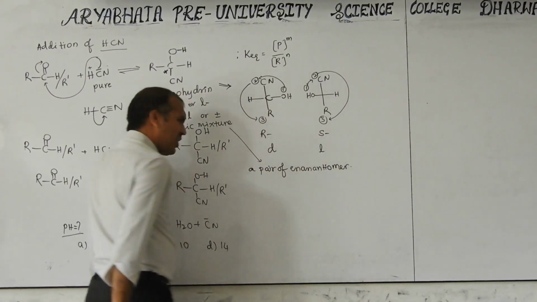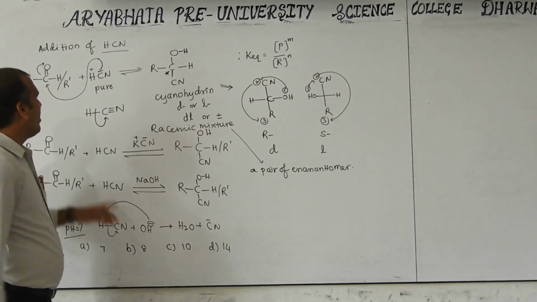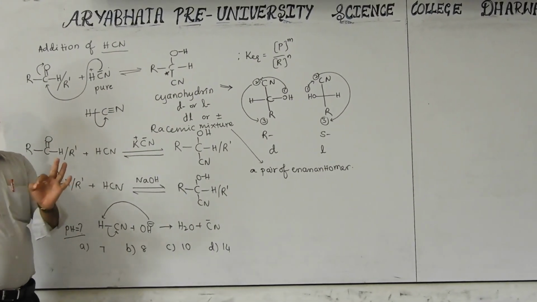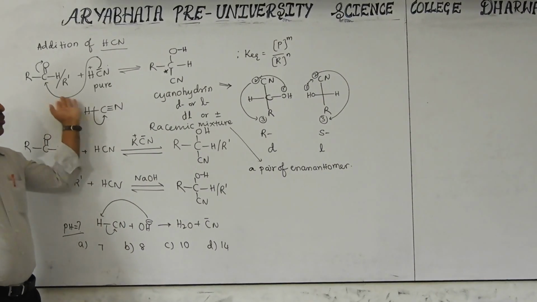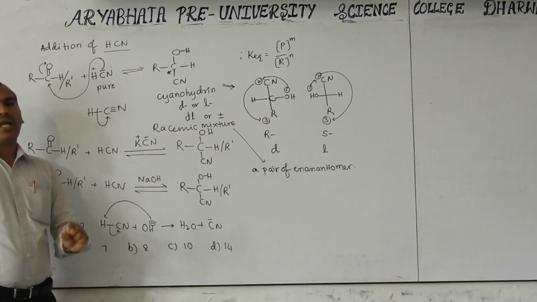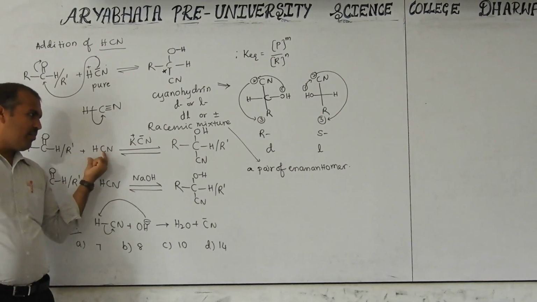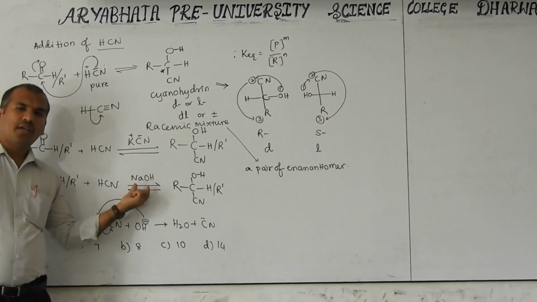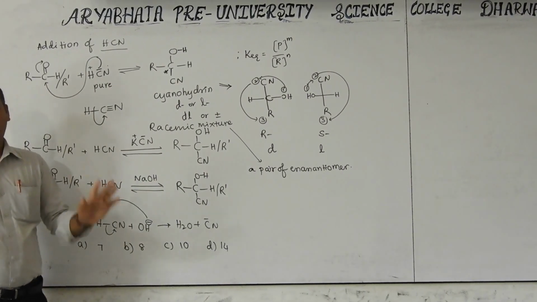Very important for competitive exam. In each exam, what is important? Just this line, the first line. One more statement that you have read: in this pure form the rate of reaction is less. To speed up the rate of reaction, we add KCN, HCN plus KCN, or along with HCN we can add any OH also. This is a PUC form.